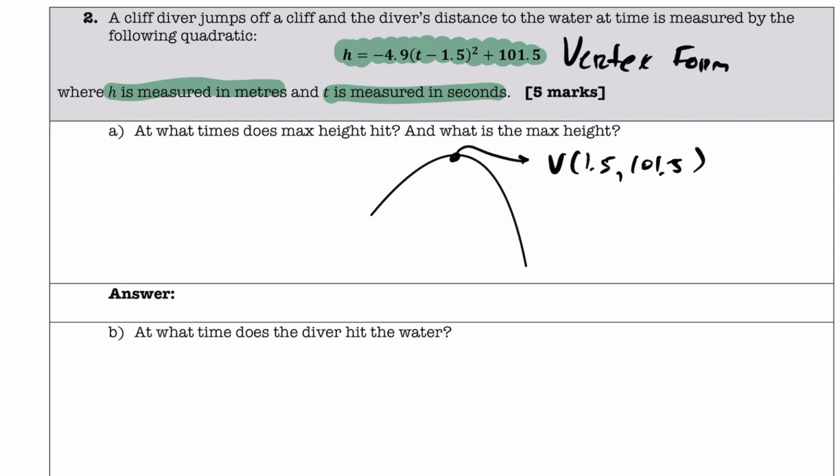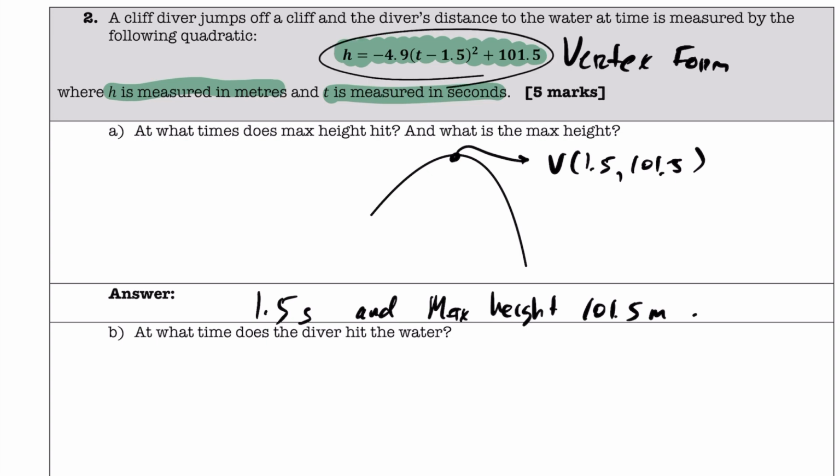What time does max height happen at? Max height happens at 1.5 seconds. And what is the max height that is hit? The max height that is hit for this quadratic is 101.5 meters. So again, huge advantage when you are in vertex form. You've got that peak. In this case, because the quadratic opens downwards, it does hit a maximum value, and I have the axis of symmetry, i.e. when the max height happens, and then the y-coordinate is the max height.